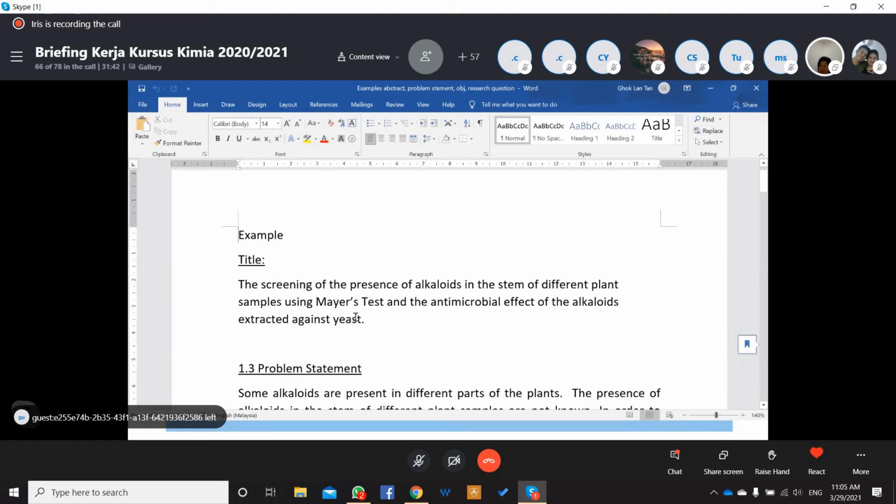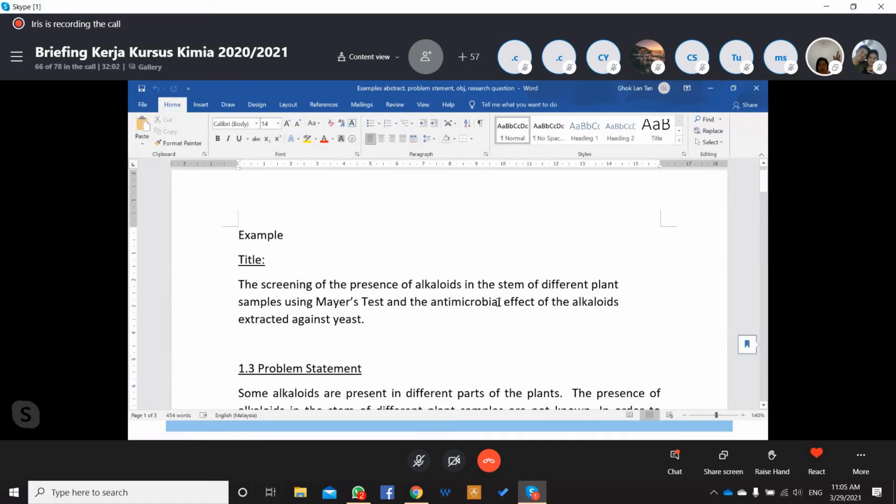So if you are also doing this, when you see Mayer test, you know, dia guna Mayer test. Okay. And maksudnya dia ada 2 purpose here. First, dia screen. Okay, ada atau tak ada. Secondly, they also test the antimicrobial effect.